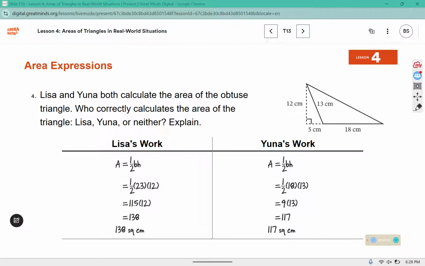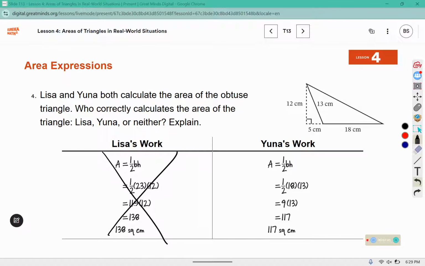Lisa and Una both calculate the area of the obtuse triangle. Who correctly calculates the area of the triangle? Lisa, Una, or neither? Explain. Lisa says that the base is 23. Well, this 5 isn't actually part of the base. That 5 is just used as an extension of the base so we can create that 90-degree angle. And then she uses a height of 12, which, yes, the height is 12.